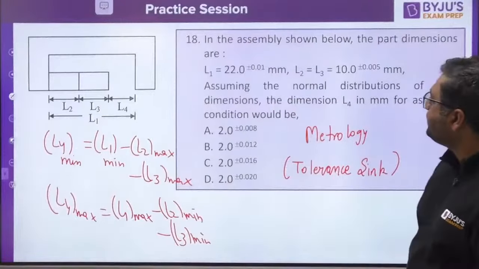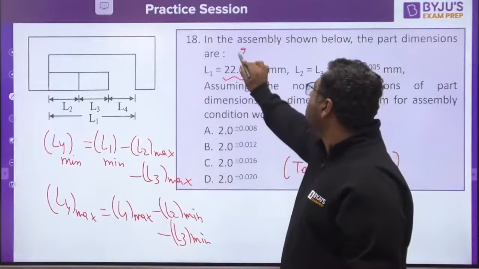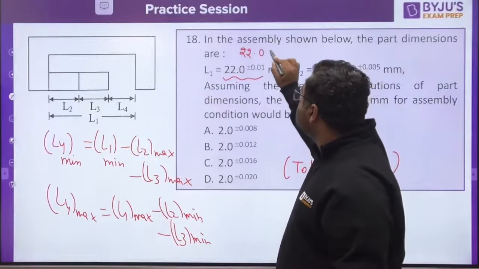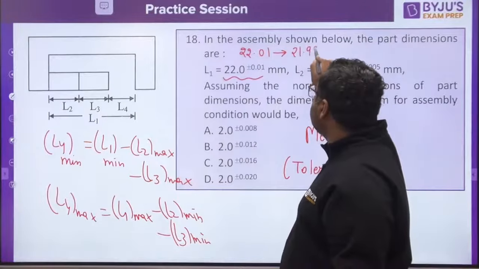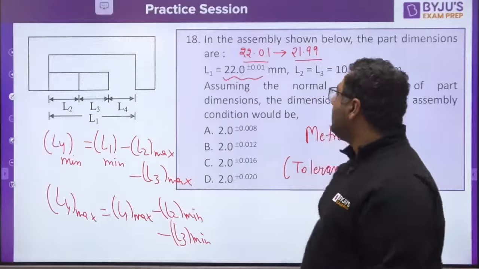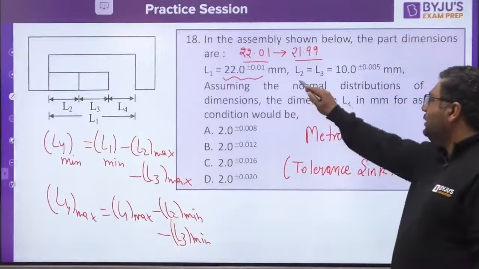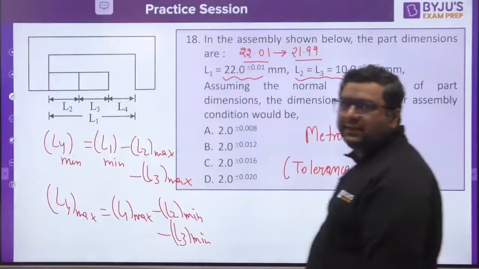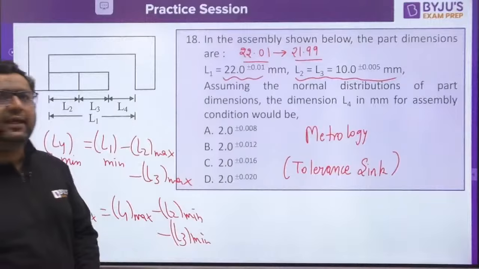Yes. So if L1 is 22 is this given. So L1 maximum is 22.01 and L1 minimum is 21.99. Likewise, we can decide maximum and minimum. Similarly, L2 maximum and L3 maximum can be seen. Okay, Gaurav is saying D. Omkar is saying D.